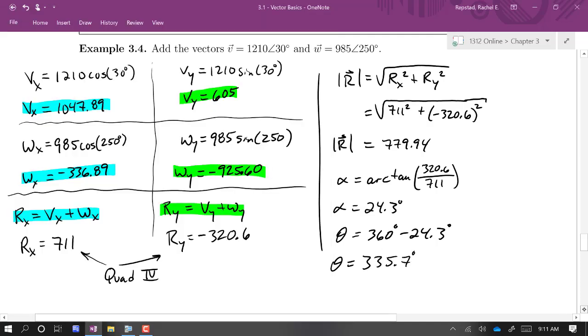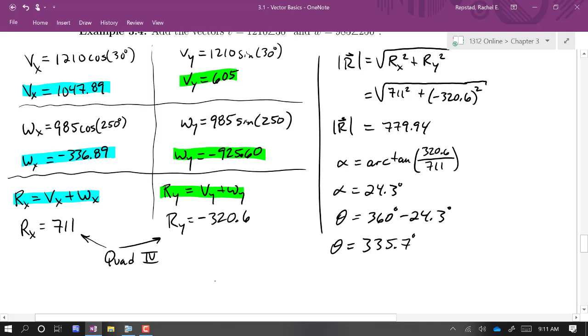So now the sum of the vectors. I'm going to give a final answer, kind of tying these two bits of information together. The resultant vector is 779.94 magnitude at an angle of 335.7 degrees.